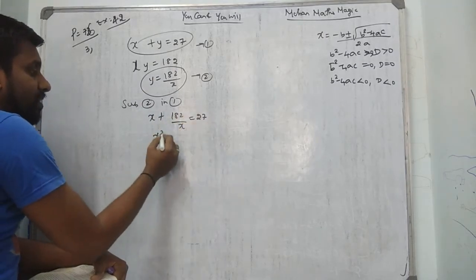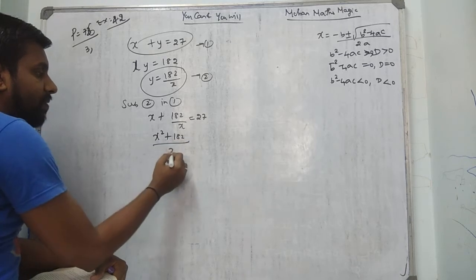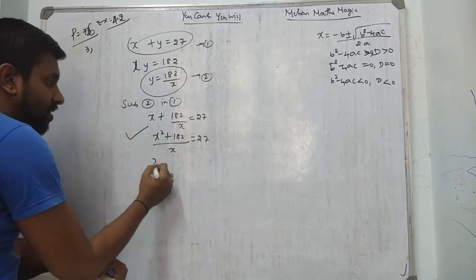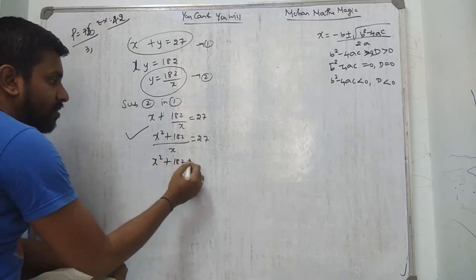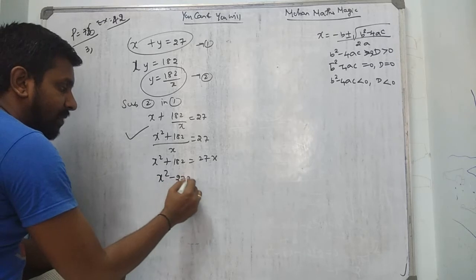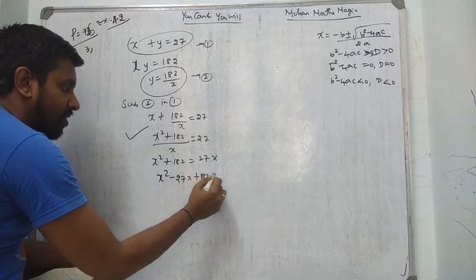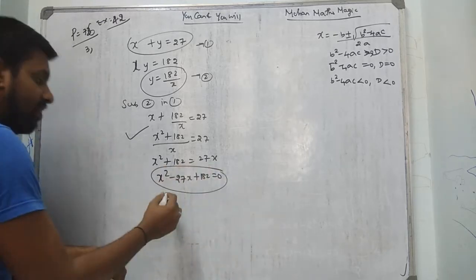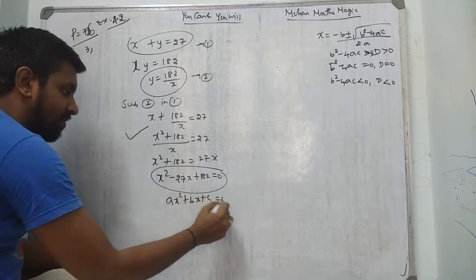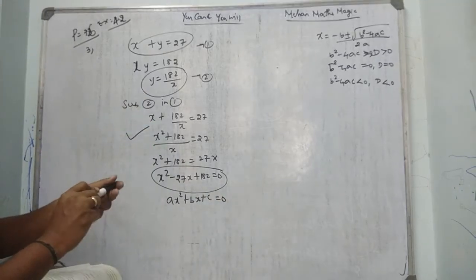Cross multiply. x square plus 182 upon x, normal LCM. This is a very important step. Now cross multiply: x square plus 182 equal to 27x. x square minus 27x plus 182 equal to 0. This is your equation. Compare with ax square plus bx plus c equal to 0. For 1 or 2 sums I will do the full steps.